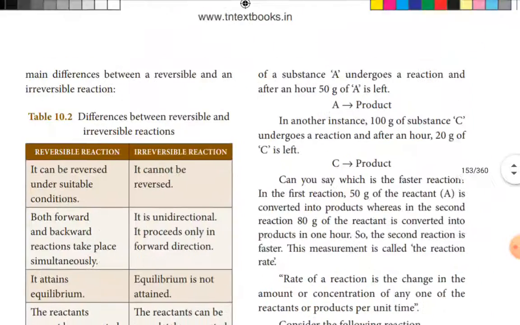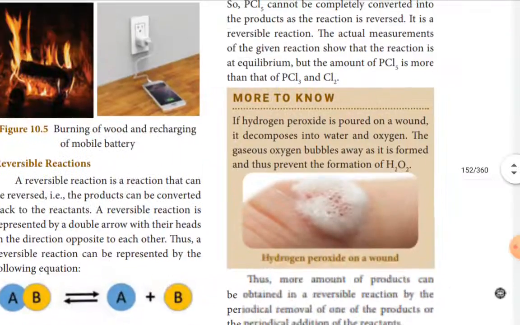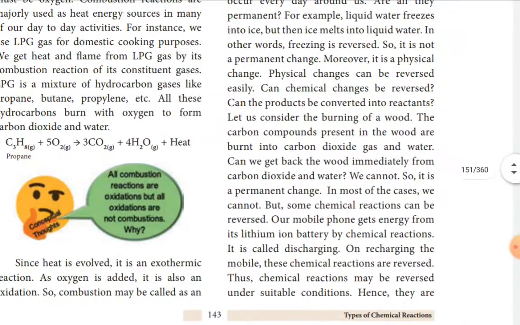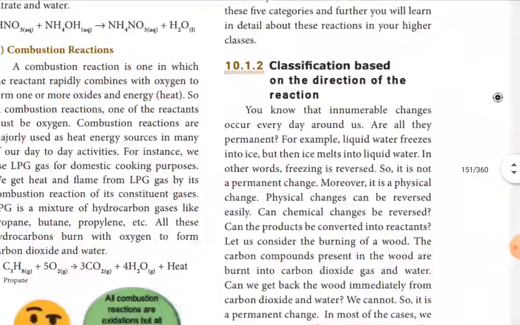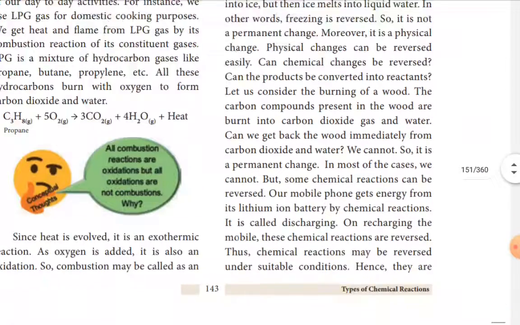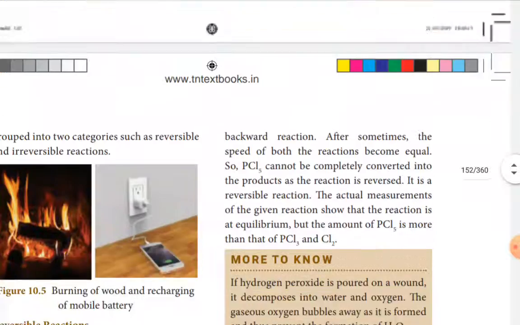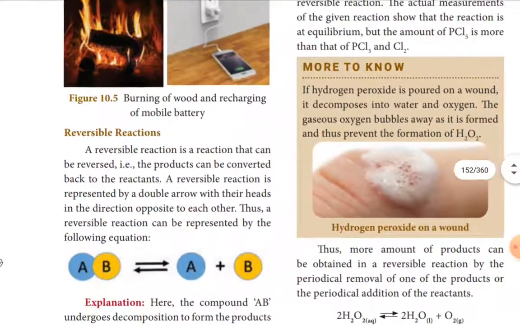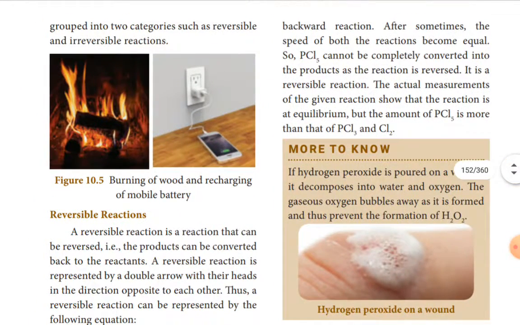So far we have discussed the classification based on the direction of the reaction. There are physical changes. The physical changes are temporary changes. For example, water into ice, ice into water, like that. But chemical changes are permanent. Only under suitable conditions can chemical reactions be reversed.